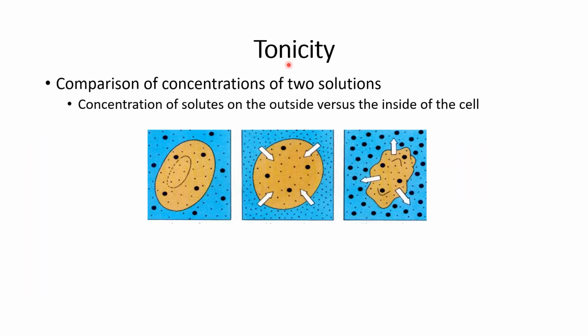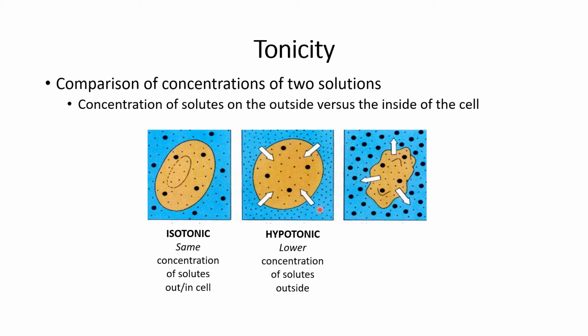Tonicity is the term we use when we are comparing the concentration of two solutions. We are comparing the concentration of the solutes inside of the cell versus outside of the cell. We use 3 terms: isotonic, iso meaning the same. So isotonic means that the concentration of solutes outside of the cell is equal to the concentration of solutes inside of the cell.